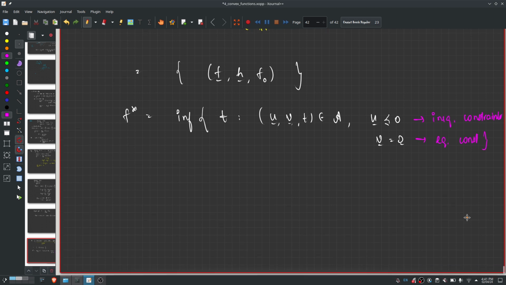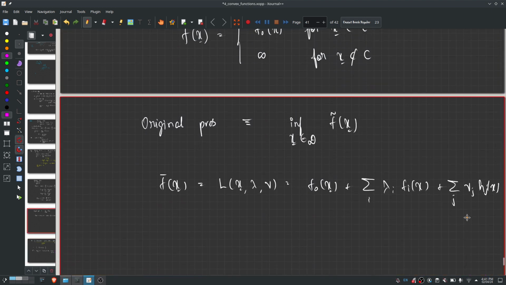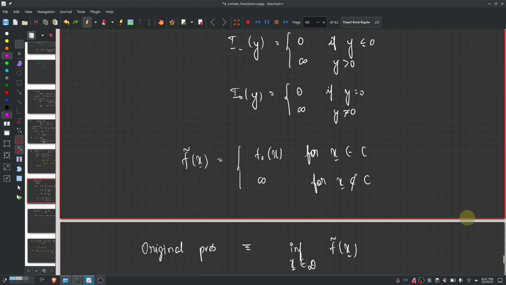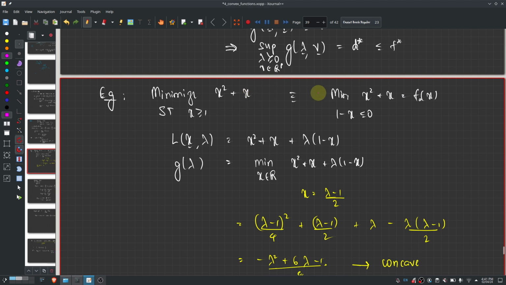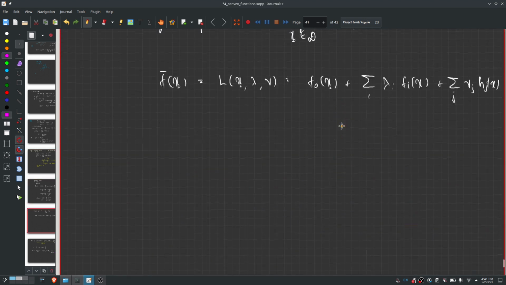Okay. Let's see what happens to the example problem that we had. What does that look like? The original problem was, I want to minimize x squared plus x subject to 1 minus x less than or equal to 0. What is my A in this case?